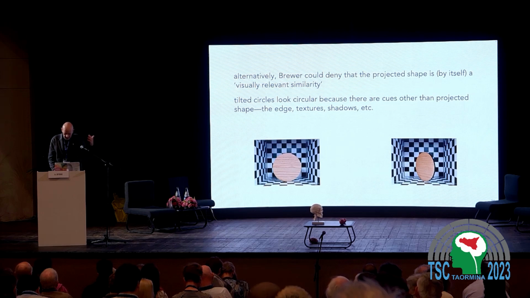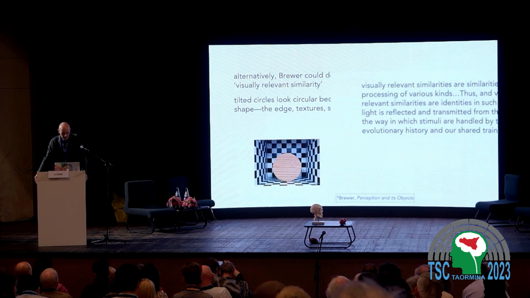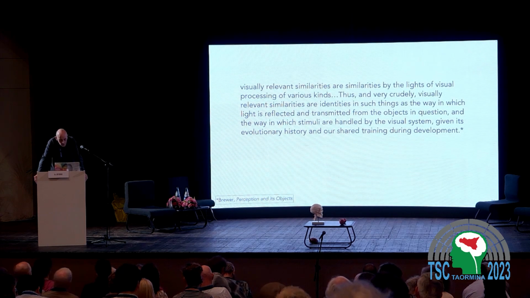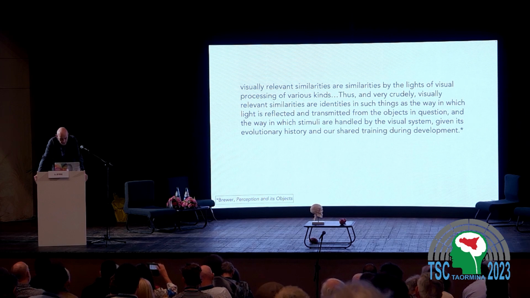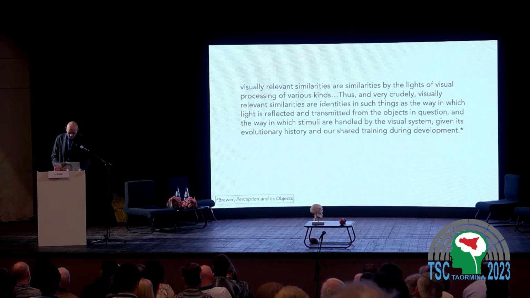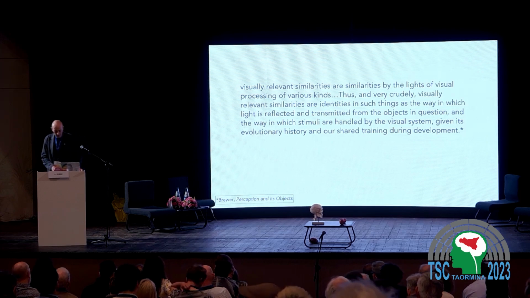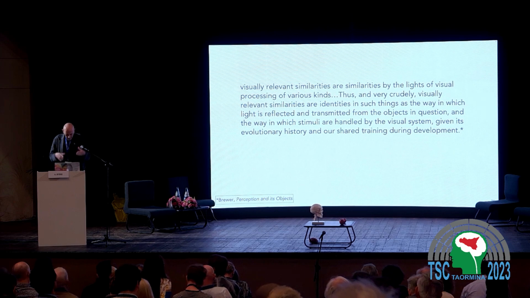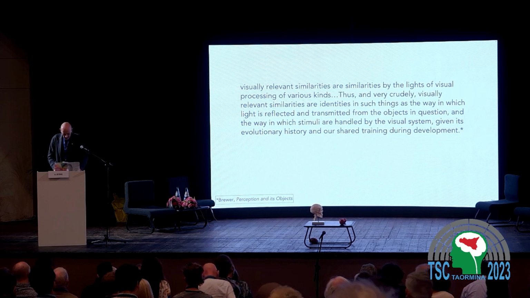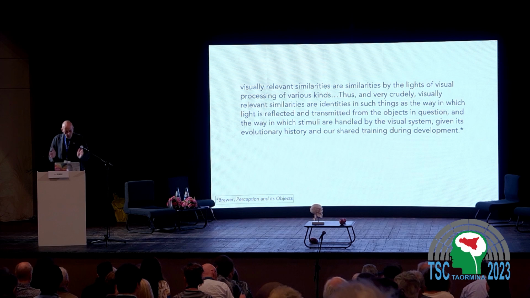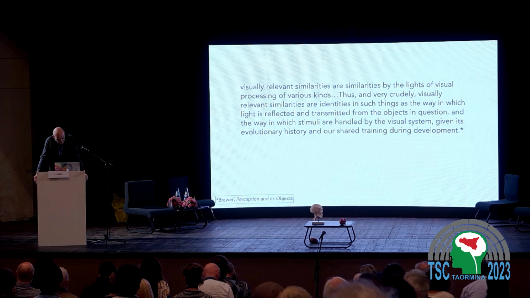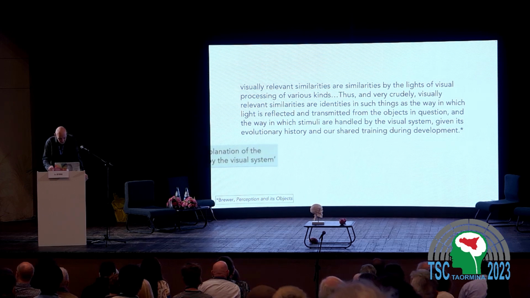Okay, but as soon as we start getting more realistic about the perceptual psychology, it's clear that Brewer hasn't really given an account of what a visually relevant similarity is in terms that don't use the notion to be analyzed, namely the notion of looking a certain way. So he says visually relevant similarities are identities in such things as the way in which light is reflected and transmitted from the objects in question. That's what he's thinking of when he's talking about projections on the fronto-parallel plane. And then we have this crucial part: and the way in which stimuli are handled by the visual system, given its evolutionary history and our shared training during development.